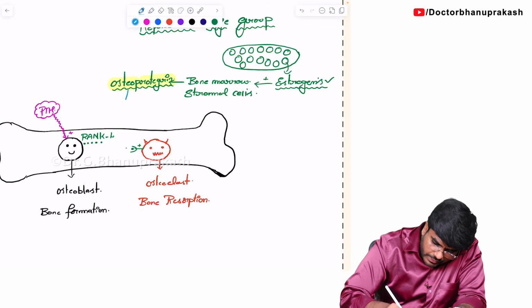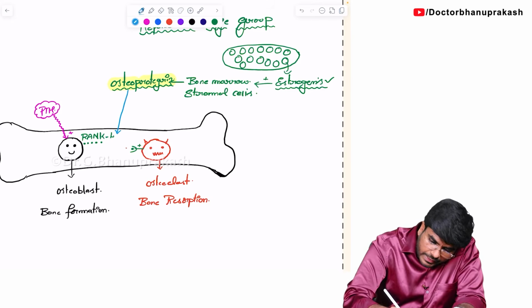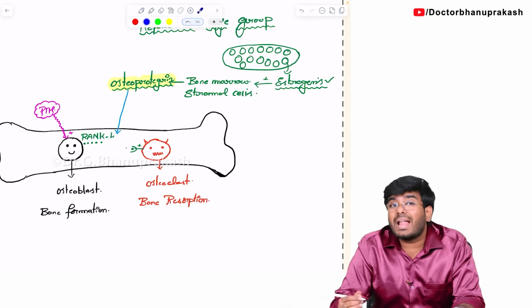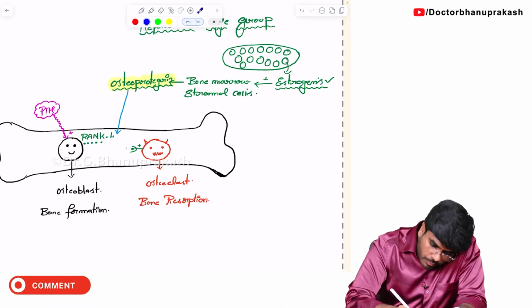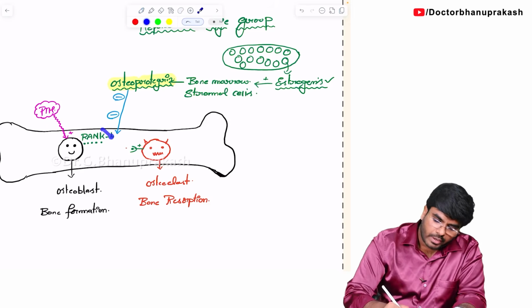Okay, this osteoprotegerin is a decoy receptor. In the presence of osteoprotegerin, the RANK ligand, instead of going and binding with the osteoclast, will come and bind with the osteoprotegerin. So now, what is osteoprotegerin doing? It is inhibiting the RANK ligand. So now there is no more RANK ligand.